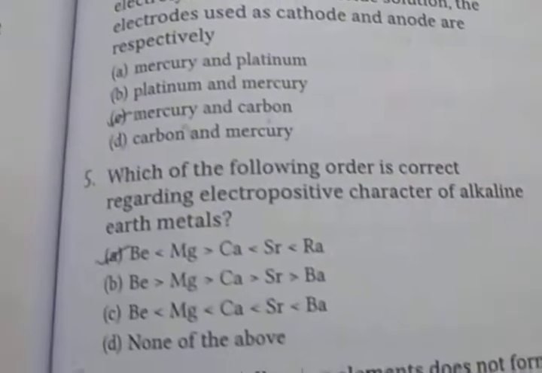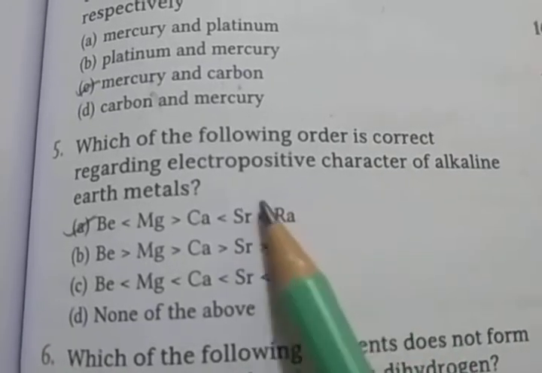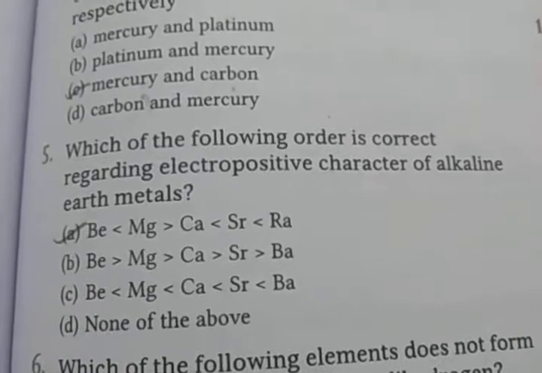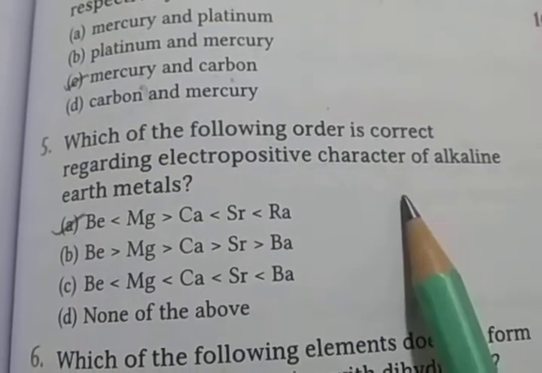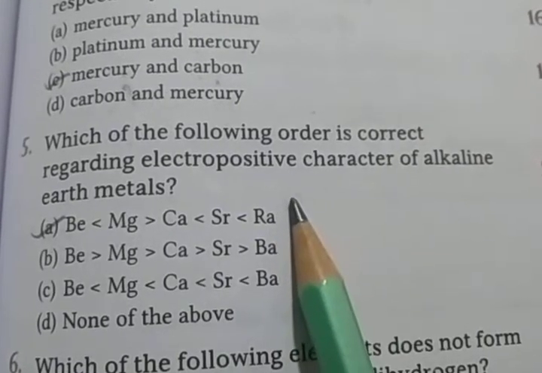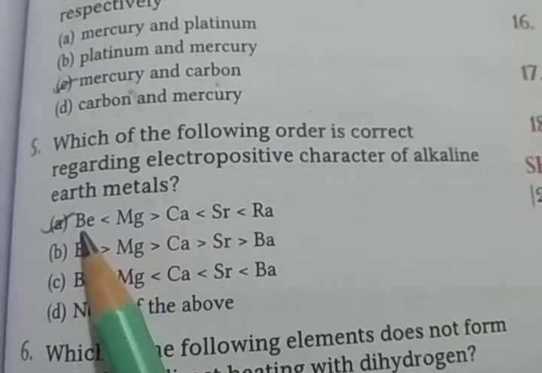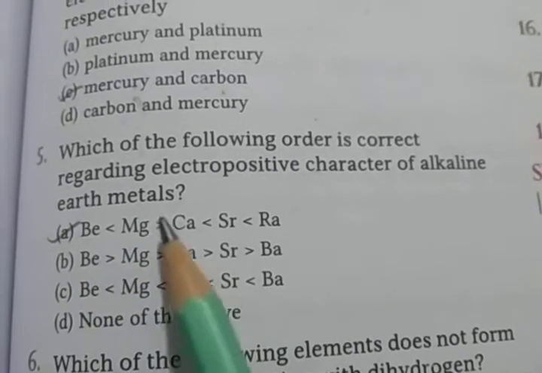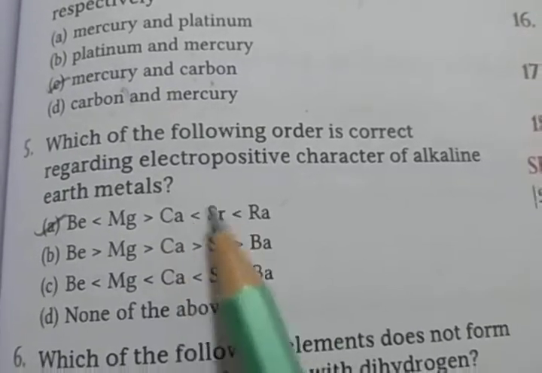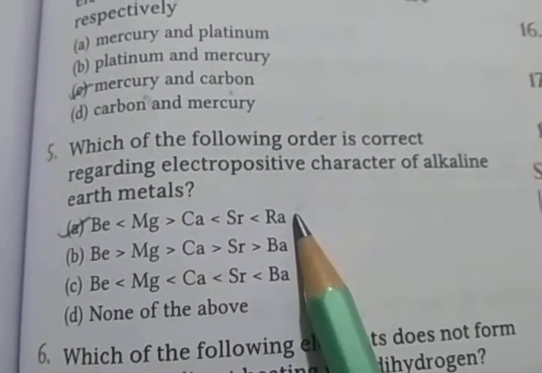Then question number 5. Which of the following orders is correct regarding the electropositive character of alkaline earth metals? You already know about the electropositive character of alkaline earth metals. See this, magnesium is higher than beryllium and lower than calcium, then strontium and then radium. So option number A is correct.